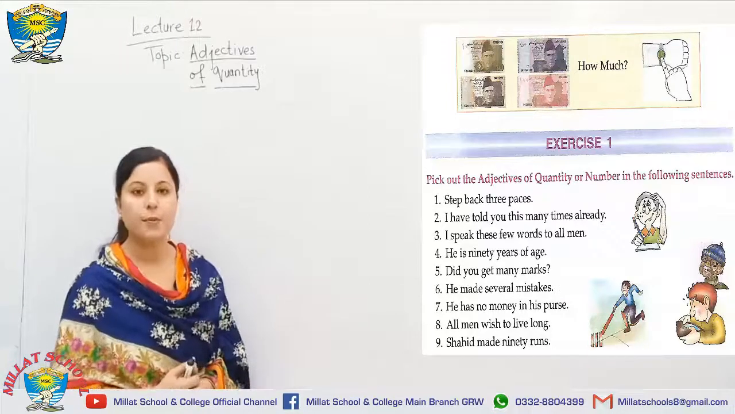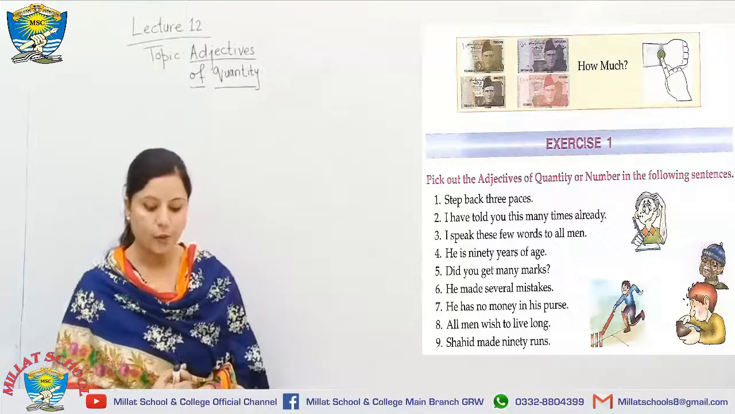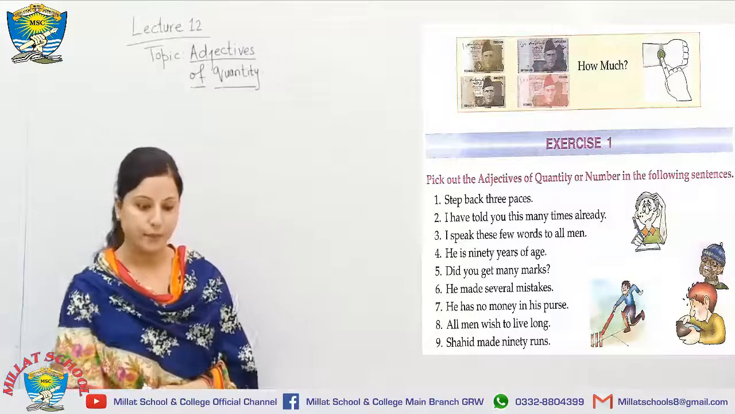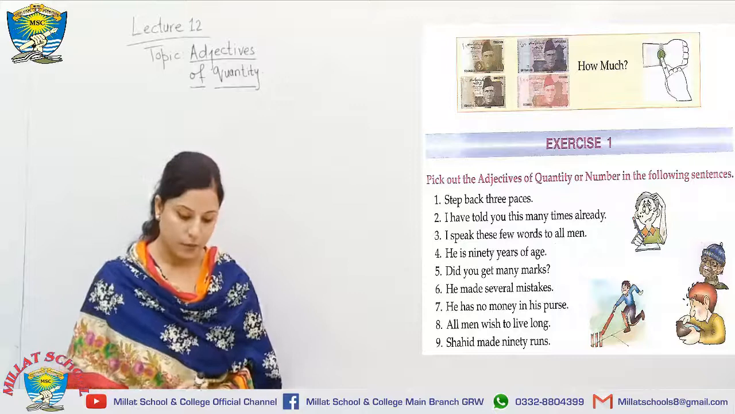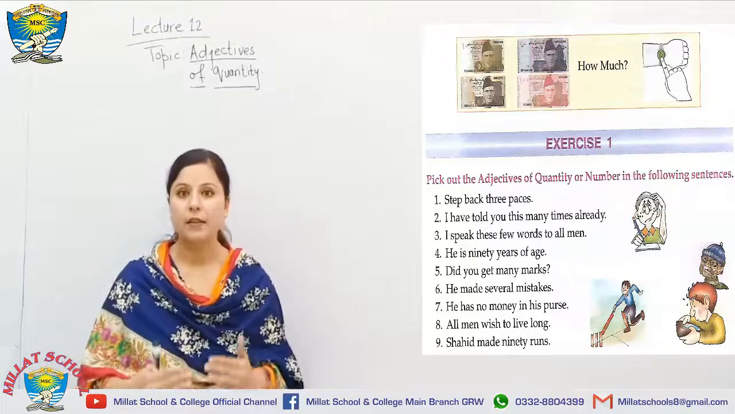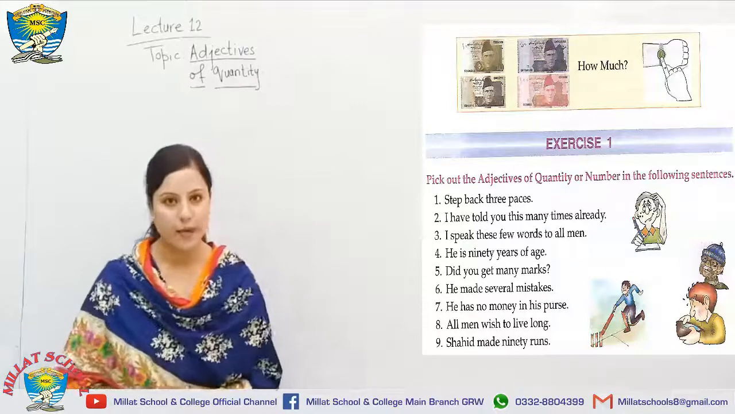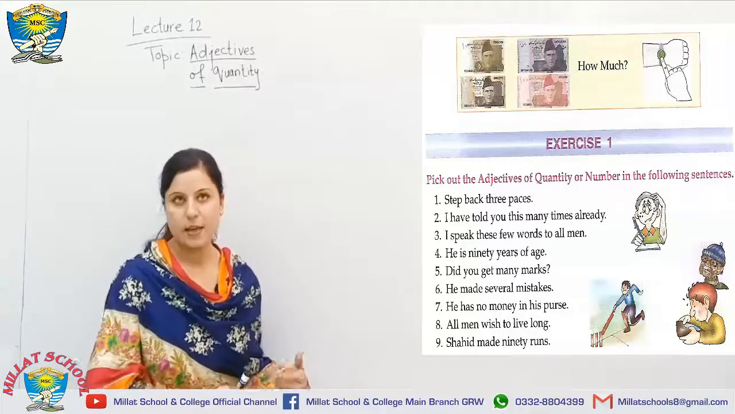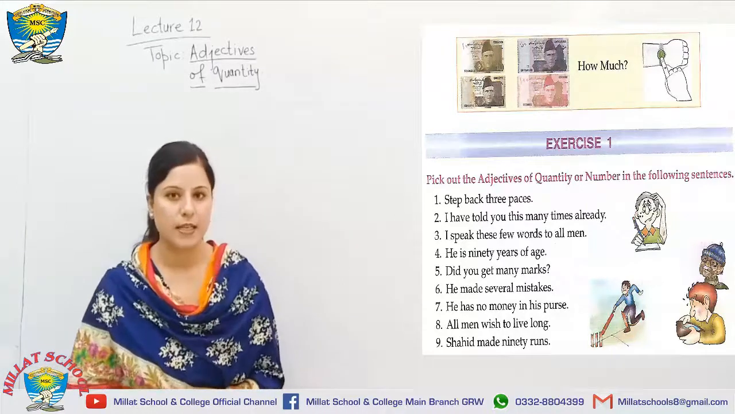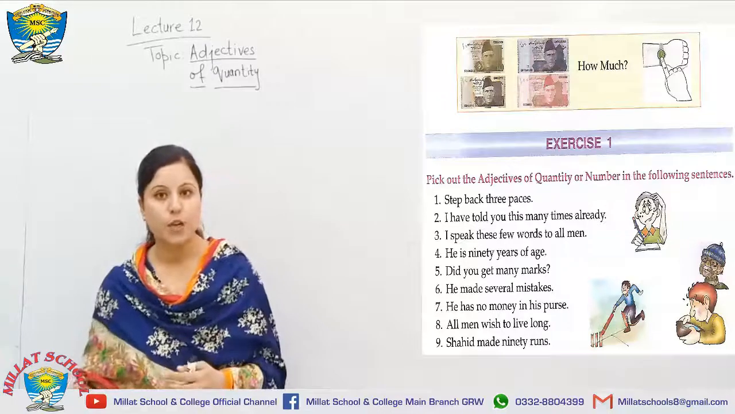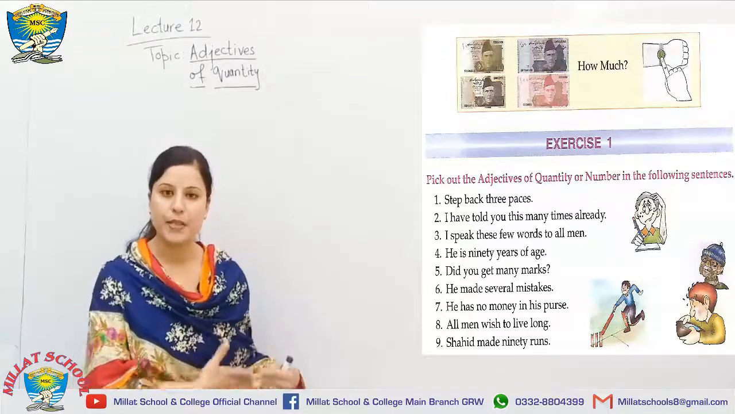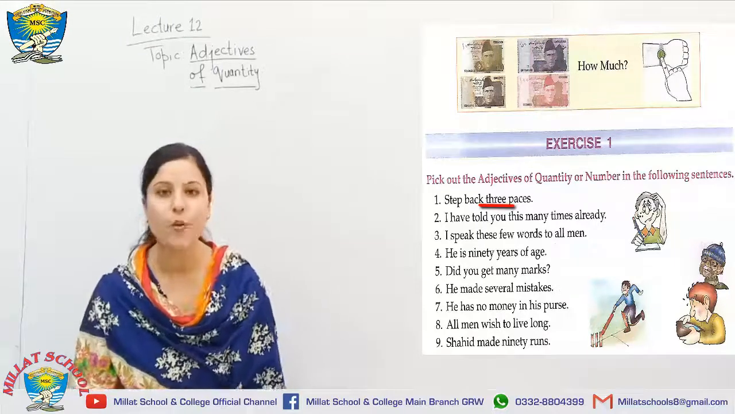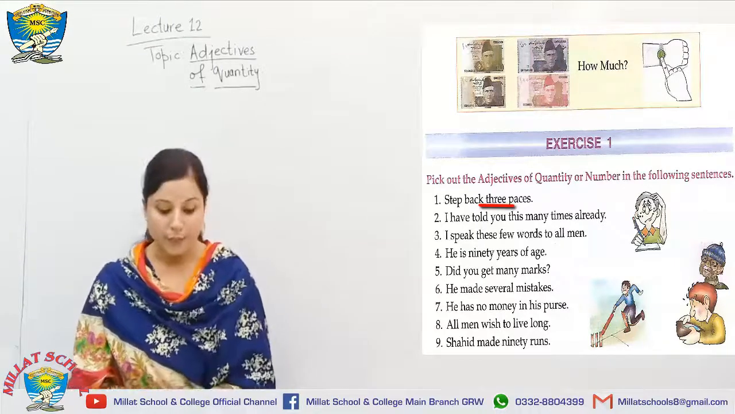See exercise number 1. Pick out the adjective of quantity or number in the following. Number 1. Step back 3 paces. What do you mean by paces? It means your steps. So step back 3 paces. 3, exactly. 3 is the adjective of quantity.